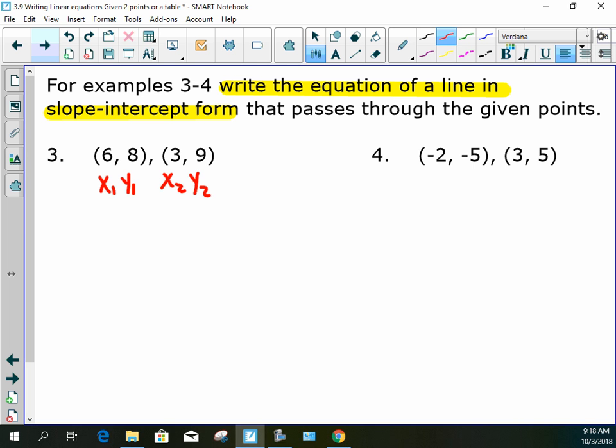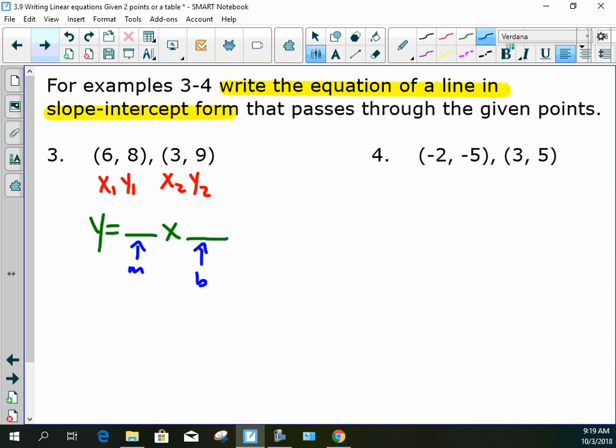So, what do I need to do now? Y equals blank x blank. Very good. Do I know my slope? No. Do I know my y-intercept? No. In order for me to have a y-intercept, it would have to be 0 and then a number. That would be my y-intercept. I don't have that. Can I find my slope?